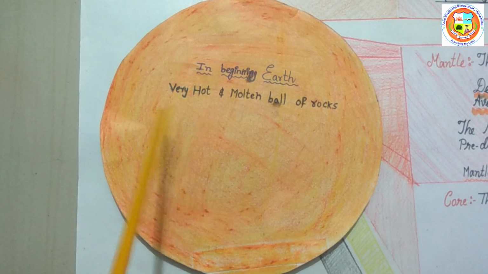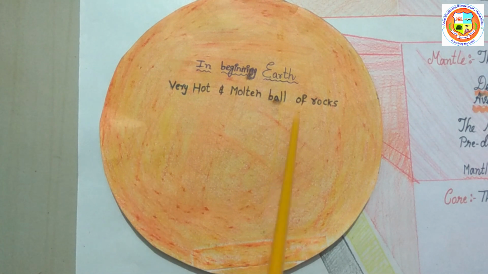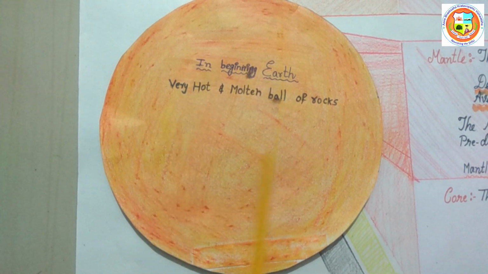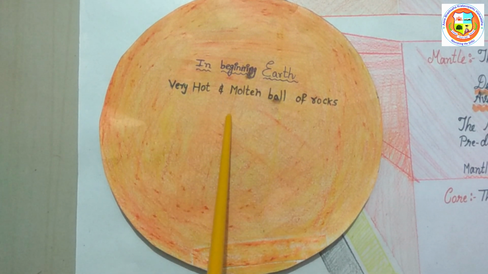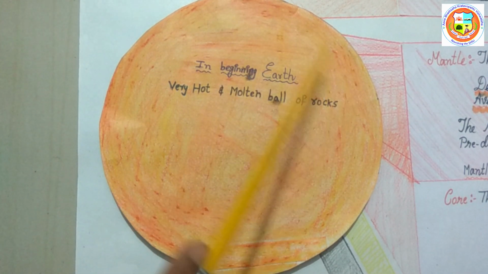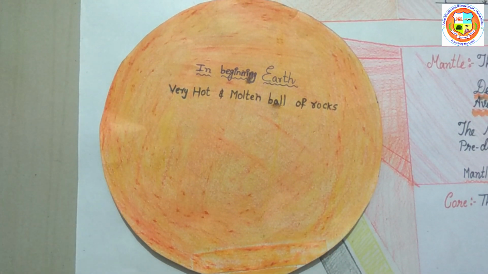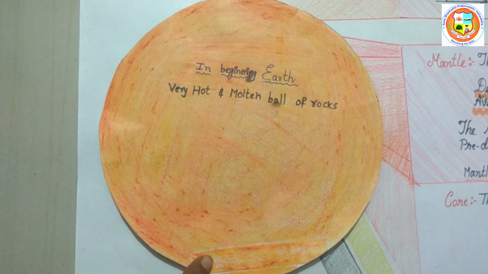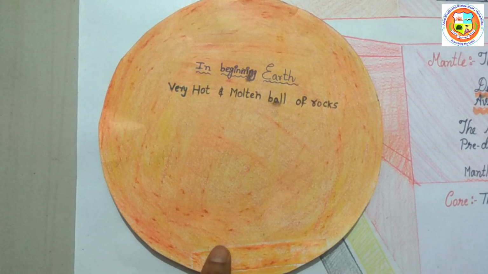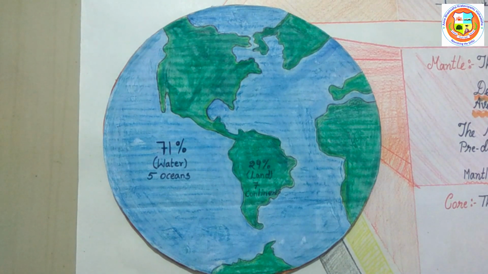As it cooled down, the denser or heavier parts settled in the middle, and the lighter parts started to float on the top of the earth, and like this the crust has formed. This is how the earth has acquired its present form.